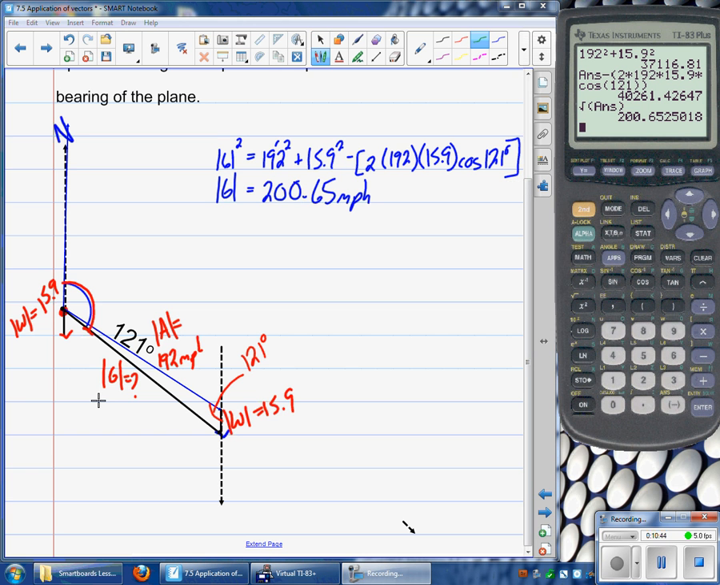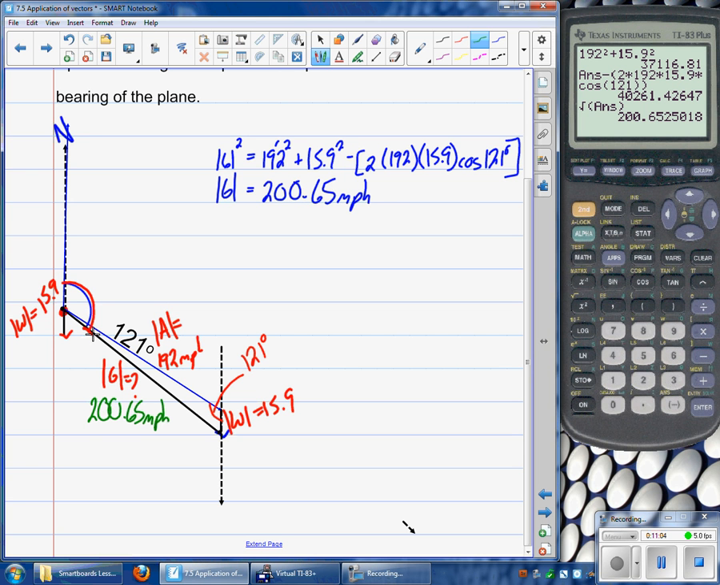The ground speed of this plane would be about 200.65 miles per hour. So, you can see that wind, even though it's not blowing from the back of the plane, it's actually helping produce a little faster ground speed than what the airspeed of the plane actually was. So it is helping us in a little bit of a way.